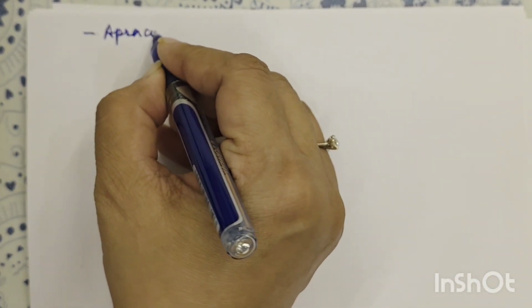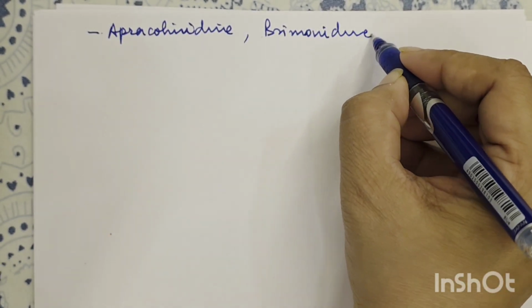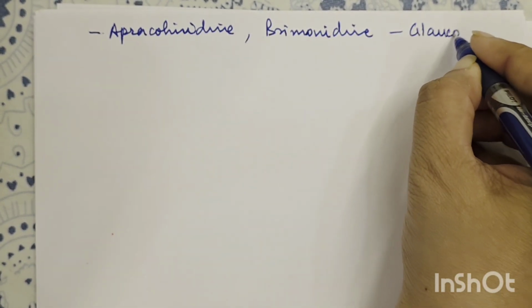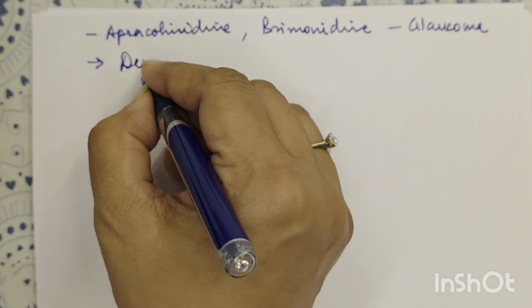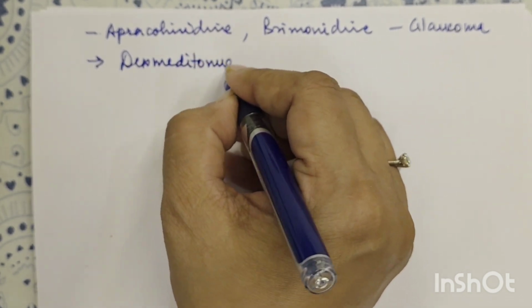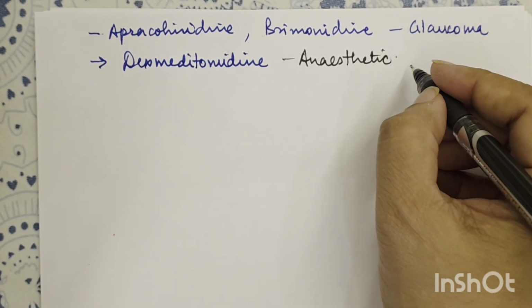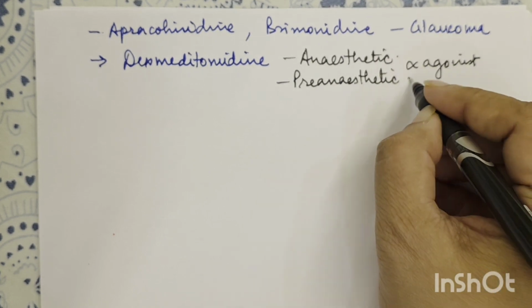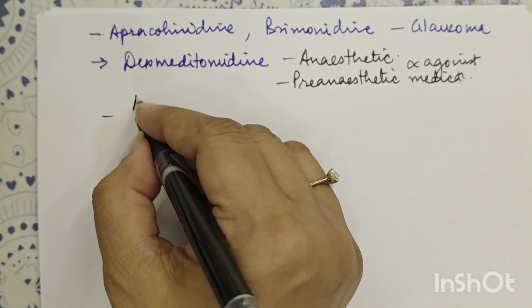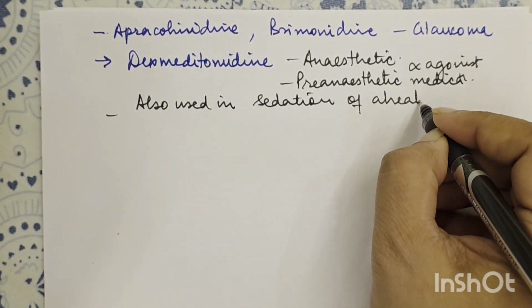That is clonidine. Then other drugs, same as clonidine, we have its congener apraclonidine and brimonidine. Okay, so these drugs are there and they are used in glaucoma. Then we have another very important drug, dexmedetomidine, and this you will find in anesthesia. That is a very important part of anesthetic pharmacology. It is an alpha agonist and it is used as a pre-anesthetic medication, right?